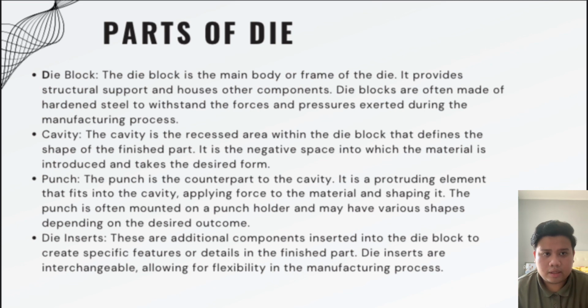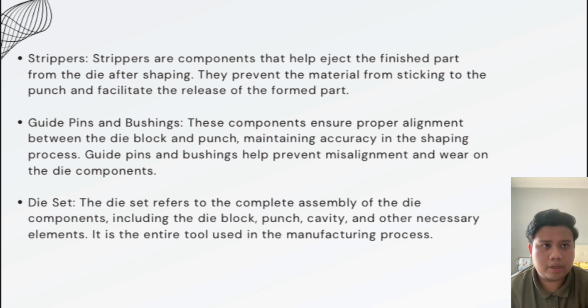Die insert. These are additional components inserted into a die block to create specific features or details in the finished part. Die inserts are interchangeable, allowing flexibility in the manufacturing process. Strippers. Strippers are components that help eject the finished part from the die after shaping. They prevent the material from sticking to the punch and facilitate the release of the formed part.